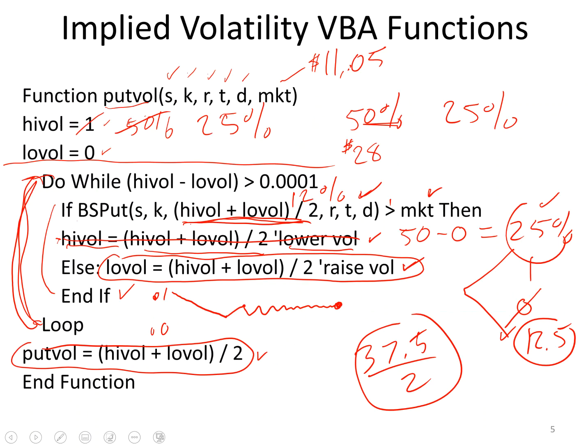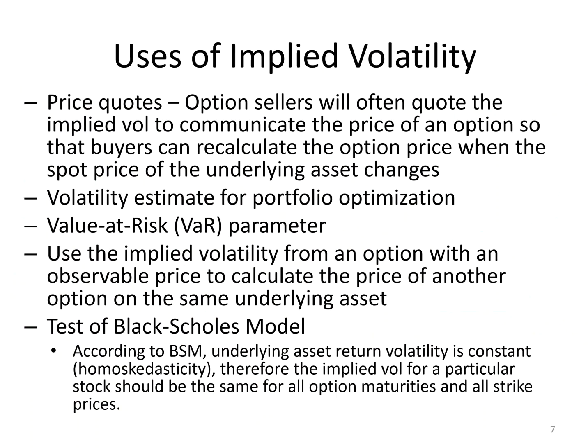All right, so those are the functions for calculating implied vol for a put and a call. Now the uses of implied volatility. First of all, it's a very handy quoting mechanism. Option sellers will often not quote the dollar price of an option. They'll simply say this option is selling for 18% volatility. What that allows the counterparty to do is then put that 18% into their Black-Scholes model, which they're looking at on their Bloomberg screen or spreadsheet, and calculate the price.